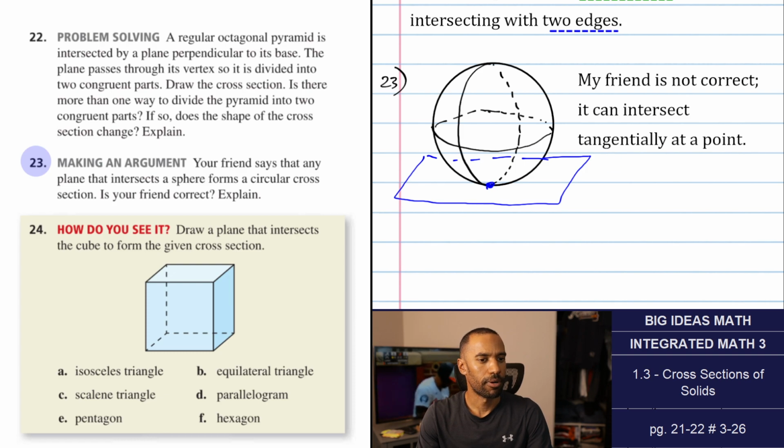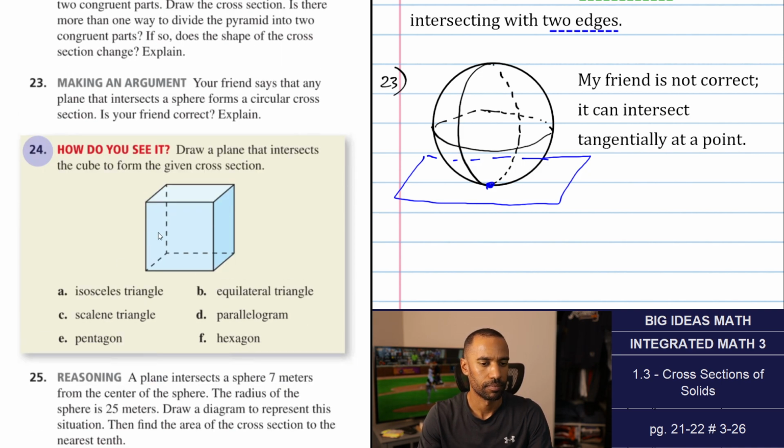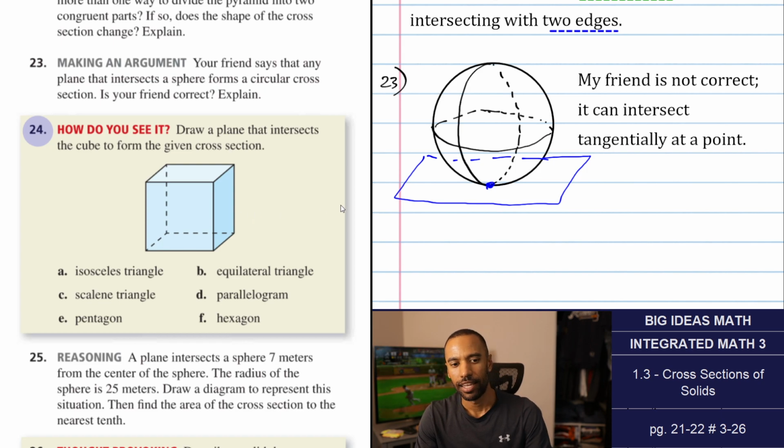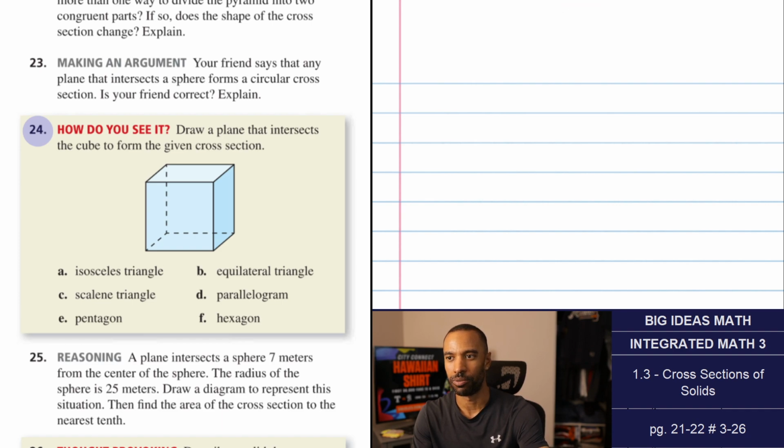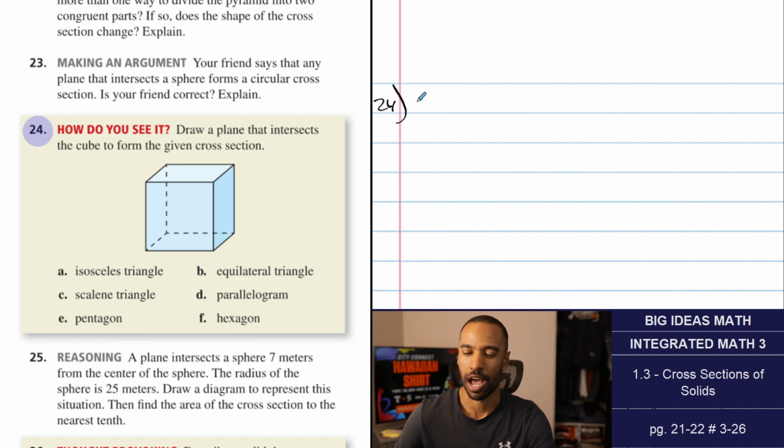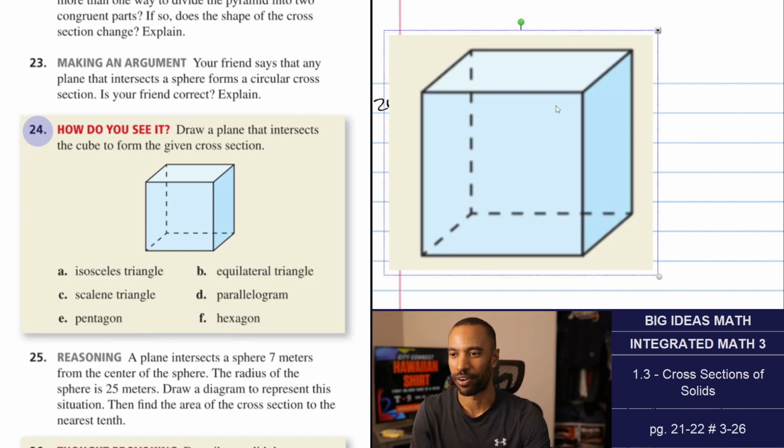Okay, number 24. How do you see it? Draw a plane that intersects the cube to form the given cross section. Oh, look at that. Hexagon is possible. So maybe number 12, I think it was number 12 that was open-ended. Maybe I could have done a hexagon. And look, they made a cube for us. Oh, golly gee, maybe I should have actually used theirs before. So I'm copying and pasting theirs. It's going to have this background, but that's okay.